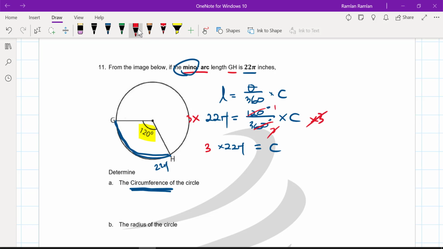So this one is still 3 times 22 pi. So 3 times 22 is equal to 66 pi equals c, and then don't forget that it is in inches, so you can just write down inches. Okay. Next one is the radius of the circle.